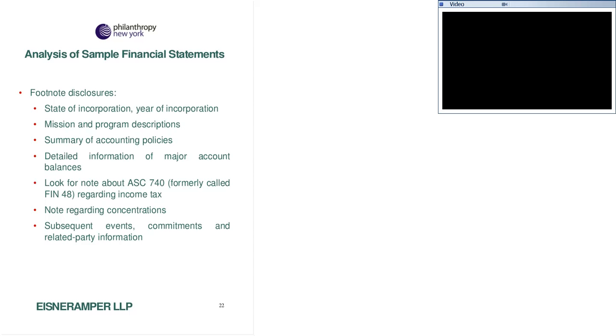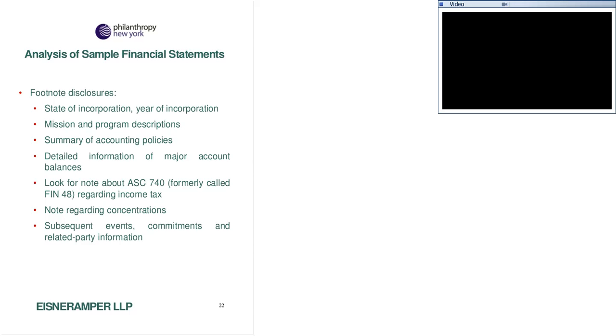In this disclosure, you would let the reader know if there's been anything that's happened during the year that would change the tax position that you've taken, right? So what would that be? Perhaps there is an open IRS investigation. That would be a good note to let the reader know.